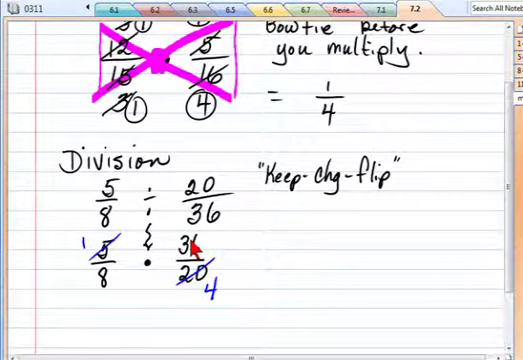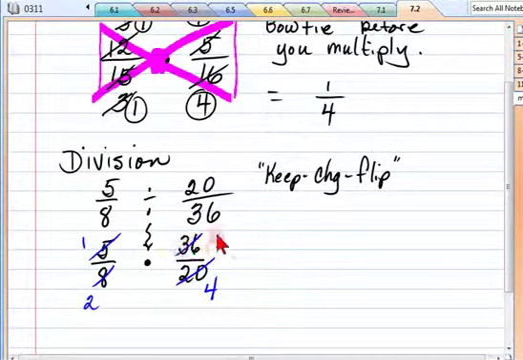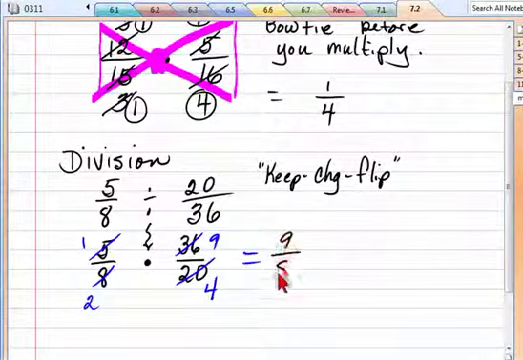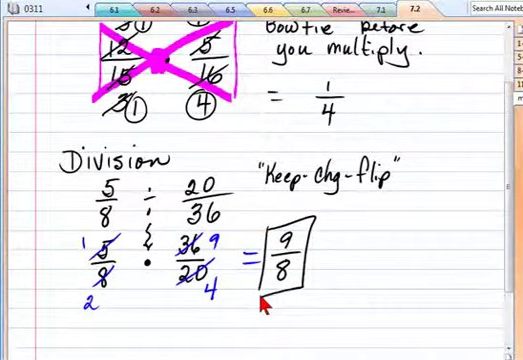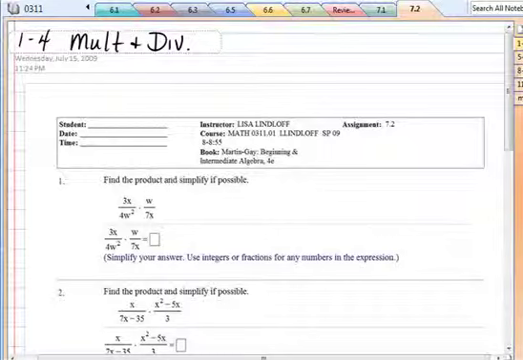What about 8 and 36? Do they have a common factor? 4 is the greatest. You could do 2 and then do 2 again, but 4 goes in there 2 times and 4 goes in there 9 times. Anything else? I don't think so. We get 9/8. And in here, we're completely happy with improper fractions. So does everybody remember how to multiply and divide? All right. We're going to do it now with algebraic fractions.